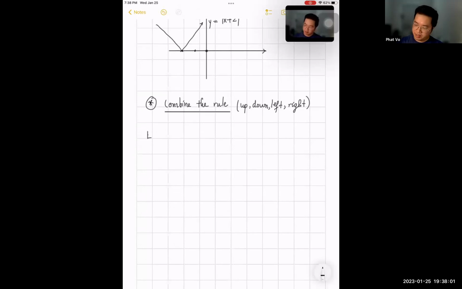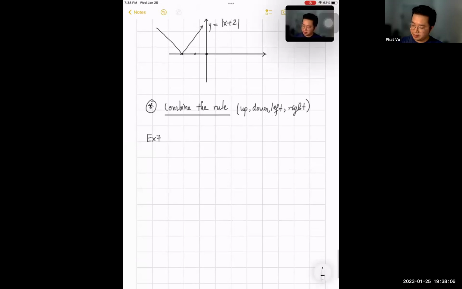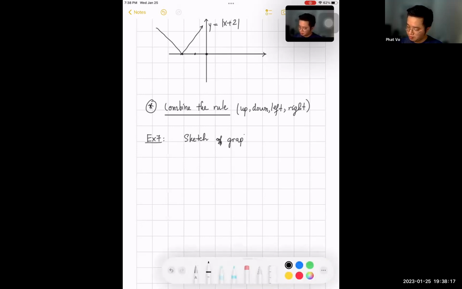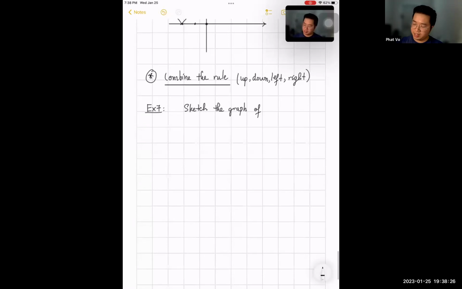So for example, I will give you examples. Example 7. Sketch the graph of the function f of x equal to absolute value of x minus 2 plus 1.